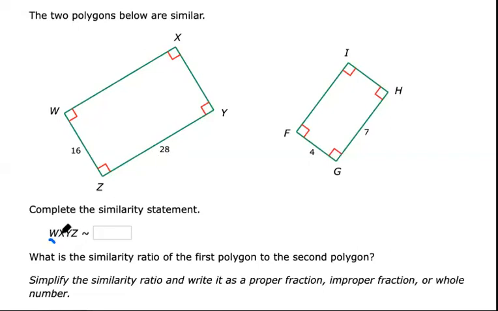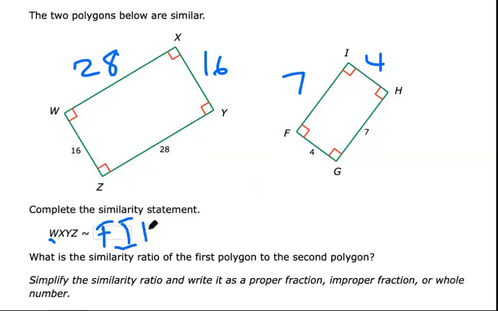So looking at it, we got W, so this is all 90-degree angles. So W to X is this one right here, which is going to be 28. And then this side right there would be 7. This missing side there would be 16. This one would be 4. And then we're moving here, it's Y to Z would be 7. So this one right here, F, I, H, G.